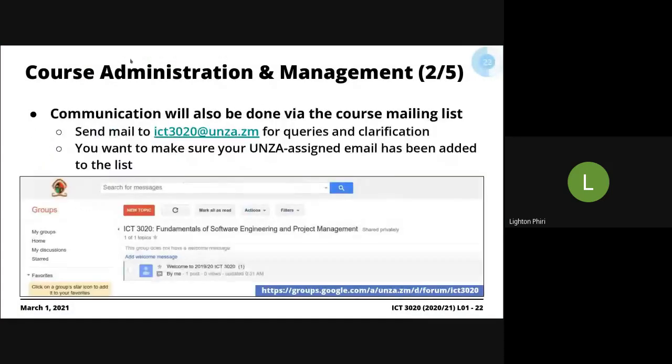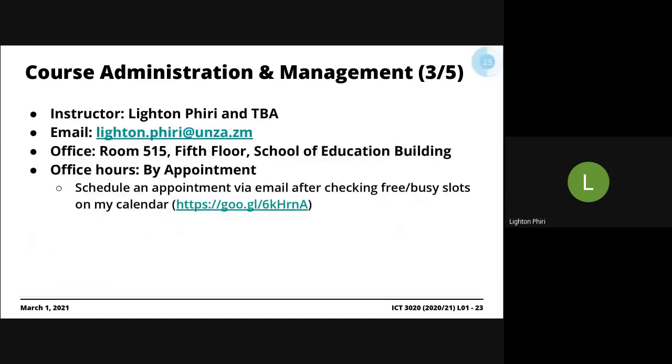So take note, you've all been added to the mailing list. If you're not receiving emails from ict32int@unza.zm, do reach out to me. But take note that only your UNZA assigned email addresses have been added to this mailing list. So if you want to receive notifications, you want to regularly check your UNZA assigned email address. It hasn't changed, it's still the same: studentid@student.unza.zm.